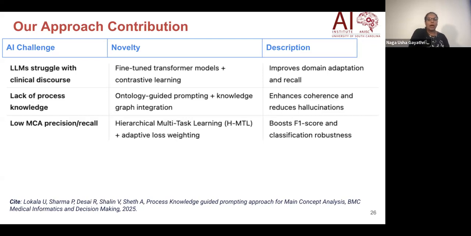And we also have hierarchical multitask learning. The main innovation here is that we are able to calculate a knowledge-augmented task-specific loss, which we call a dynamic loss function, that integrates structured process knowledge into the training of HMTL. In HMTL, we are dealing with multiple tasks. We deal with just the accuracy and completeness in the first layer, and we deal with main concept extraction in the second layer.